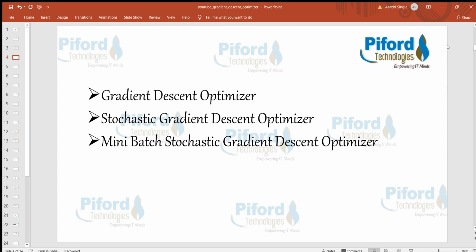So, in today's tutorial, I'll talk about the gradient descent optimizer. I'll talk about the stochastic gradient descent optimizer. Then I'll discuss the mini batch stochastic gradient descent optimizer. Finally, I'll show you the maths behind every optimizer, and I'll tell you when to use which particular optimizer. So let's start with the gradient descent optimizer.